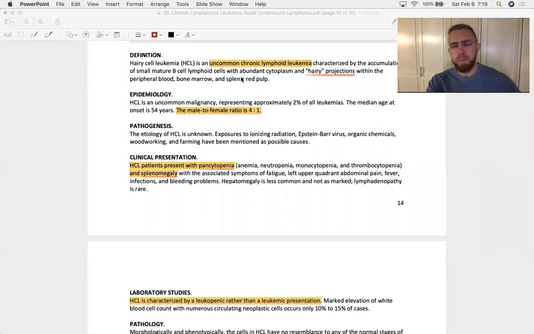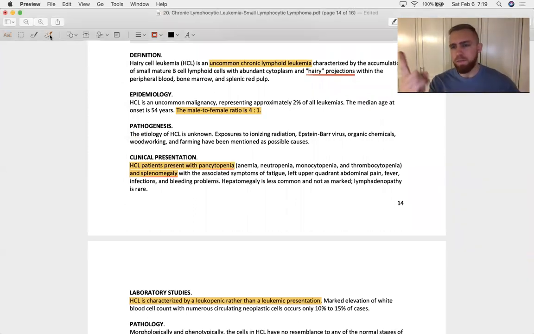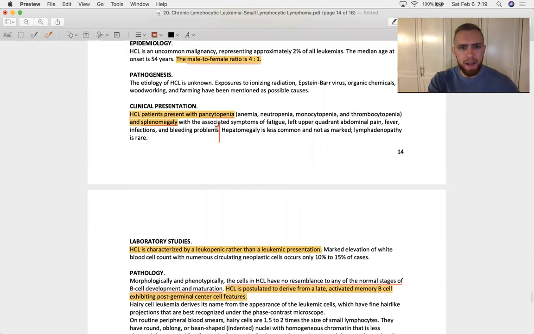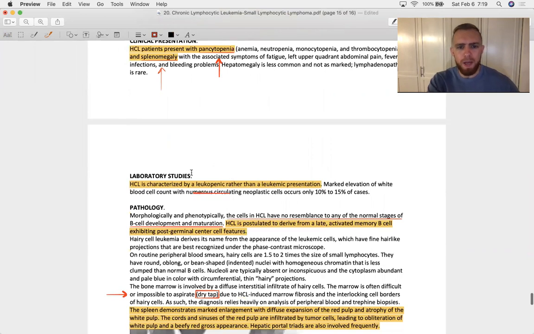Hairy cell leukemia, the big points. First off, the histology. They like to show you the hairy cell. The male to female ratio. What's the biggest risk factor for obtaining this leukemia? Male gender. You see some pancytopenia. You definitely see splenomegaly. You see leukopenia. That's very interesting.